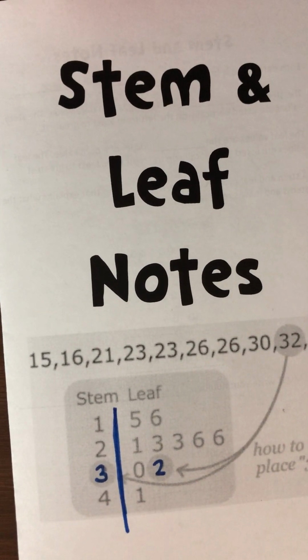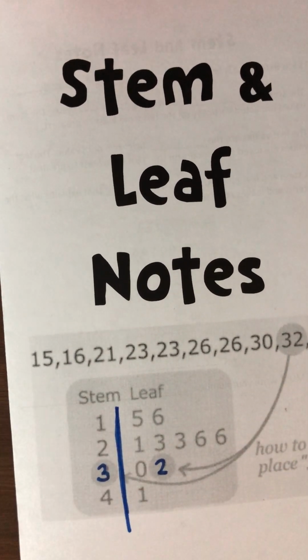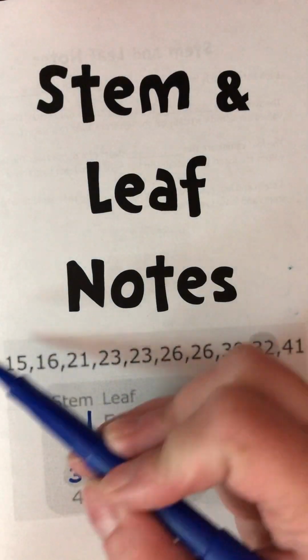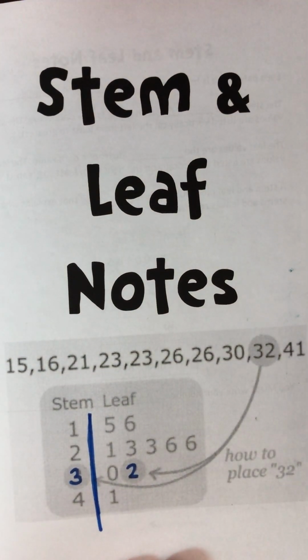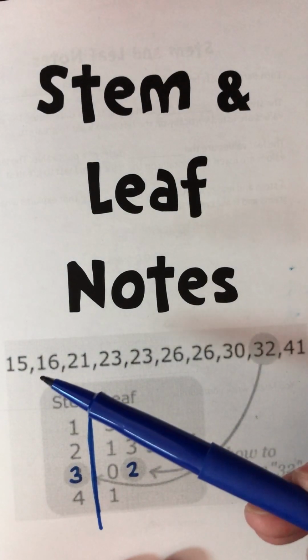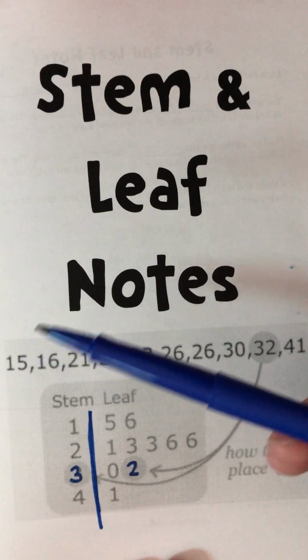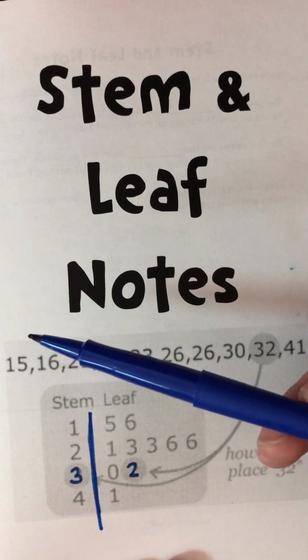Okay guys, so we're going to talk about stem and leaf plots. So this is your notes page. So you can see that when you make a stem and leaf plot, you're going to take a set of data, so a set of numbers. And the first thing we did is we put it in least to greatest order. And then we're going to take it and break it apart into tens and ones place.